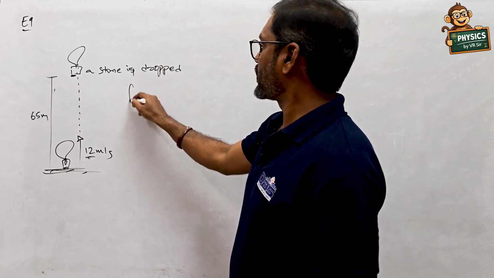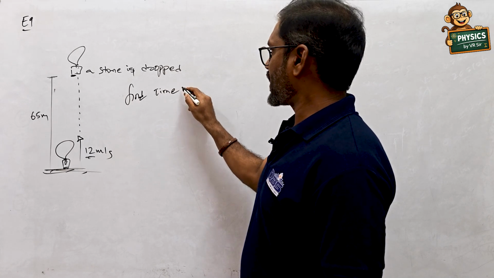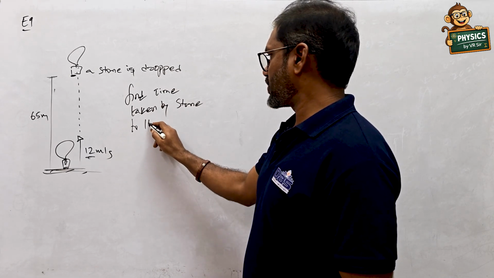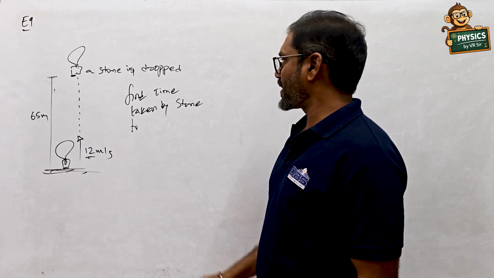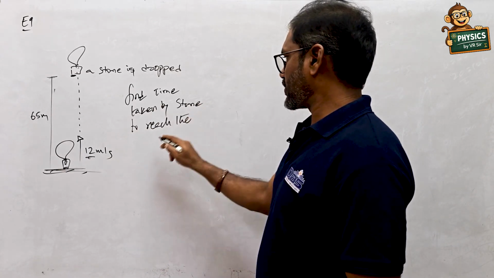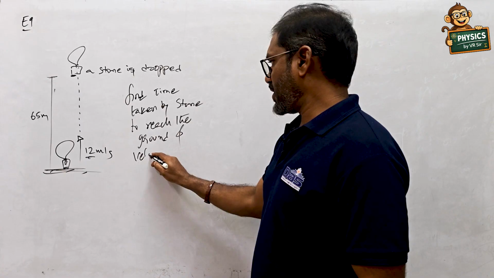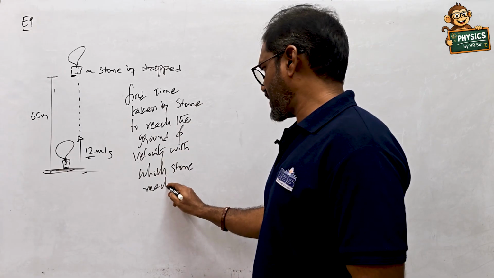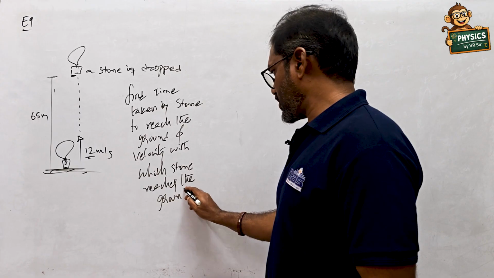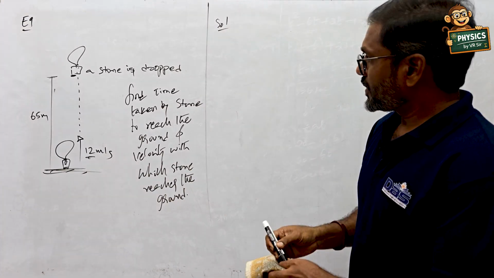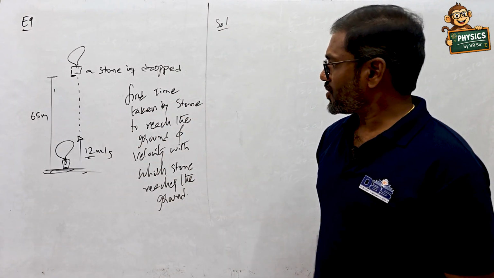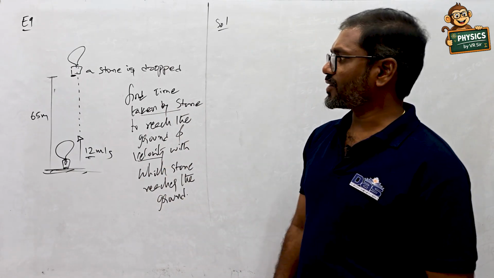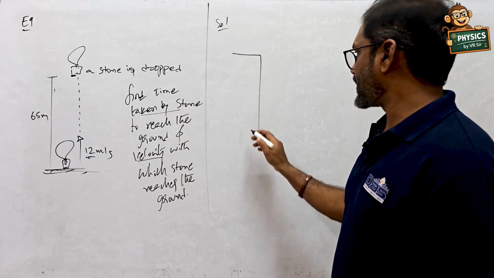Now they are asking, find the time taken by the stone to reach the ground, and the velocity with which the stone reaches the ground. So these are the two questions they are asking us: the time taken and the velocity with which it hits the ground. Now let us see how to solve these types of questions.